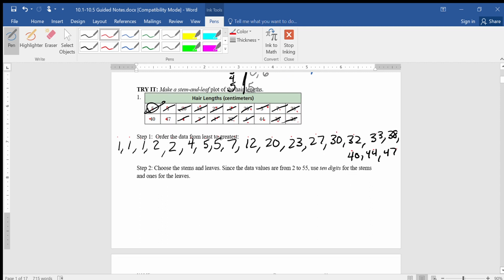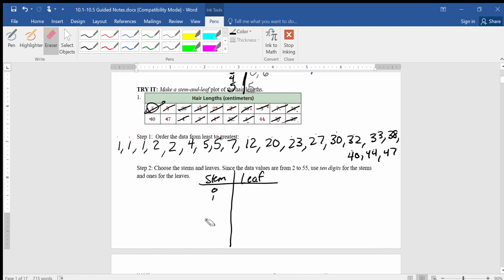For step 2 here, it says choose the stems and leaves. Since the data values are from 2 to 55, it's actually 2 to 47. Use the 10s digits for the stems and 1s for the leaves. So it pretty much is going to look like the stem and leaf plot from above. So we have stem, and then we have our leaf. So again, we're going to use our 0 for numbers that are 1 to 9, 1 for numbers that are 10 to 19, 2 for 20 to 29, 3 for 30 to 39, 4 for 40 to 49, and then we don't actually need a 5.